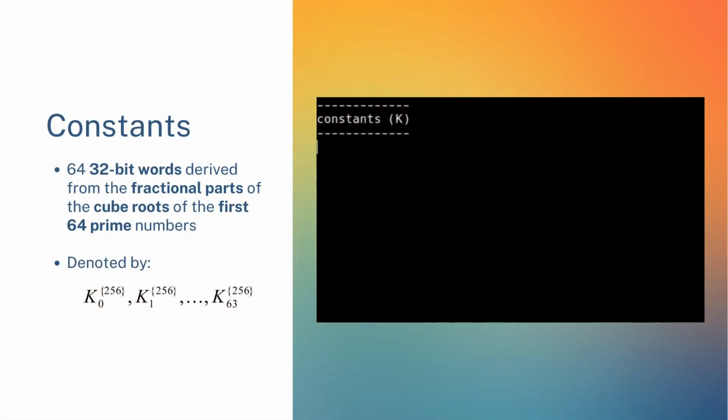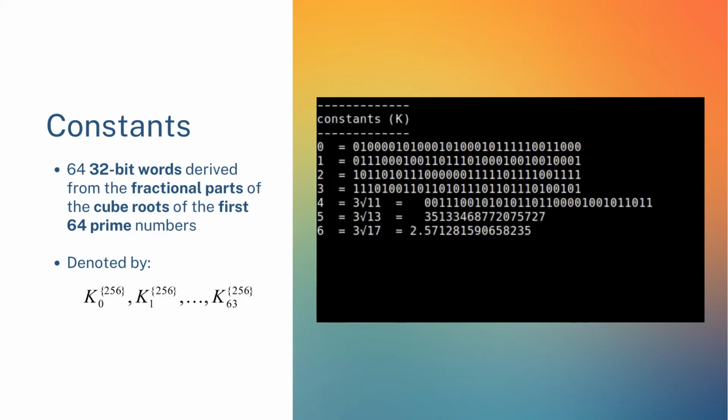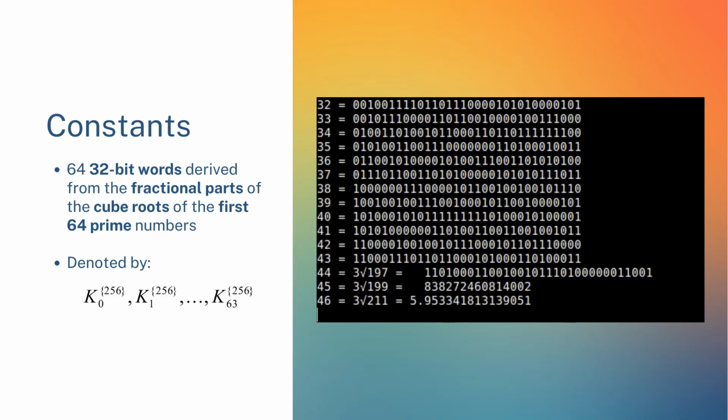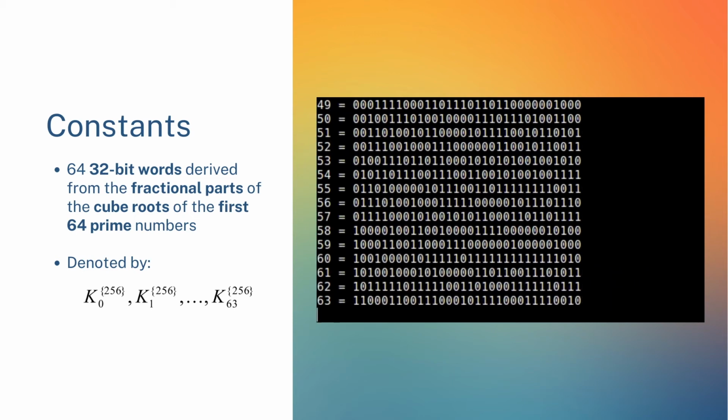Now that we're done discussing the functions, I'll just show the different constants that will be used in the hashing process. SHA-256 uses a sequence of 64 constant 32-bit words denoted by k sub 0 to k sub 63. So where do the values come from? All of the constants take the first 32 bits of the fractional parts of the cube roots of the first 64 prime numbers. The fractional parts of the cube roots of prime numbers give random-looking bits, which makes them a good source for a constant that can mix up the message being hashed.